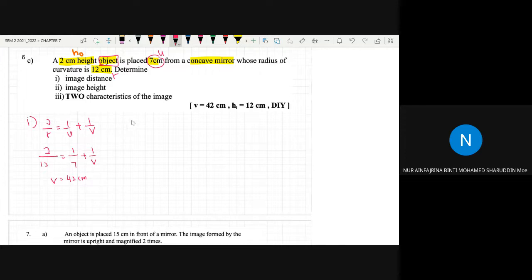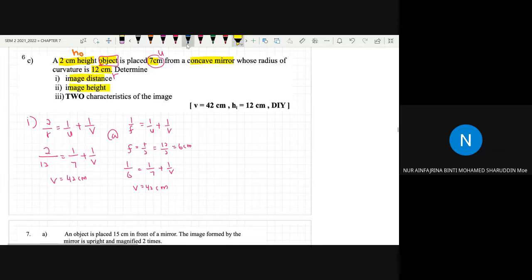Or awak boleh guna juga 1 over F equals to 1 over U plus 1 over V. Tak ada masalah, provided you cari dulu you punya F berapa. F adalah R bahagi dengan 2. So 12 bagi 2 adalah 6 cm. So 1 over 6 equals 1 over 7 plus 1 over V, you akan dapat V 42 cm. Settle soalan nombor 1. Okay Hana, jangan lari.